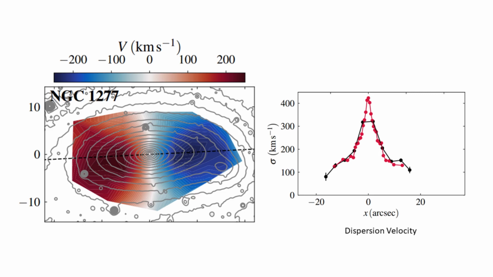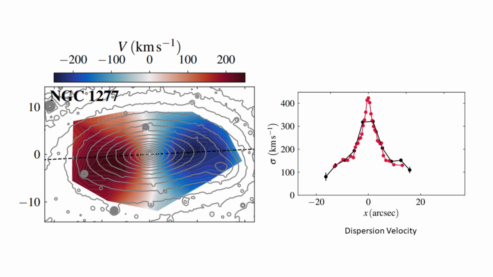These are two of the diagrams from that paper. On the left we see a plot of the velocities of objects in the galaxy relative to the galaxy centre. So red on the left is moving away from us along a line of sight, and blue on the right is moving towards us along a line of sight relative to the centre of the galaxy.